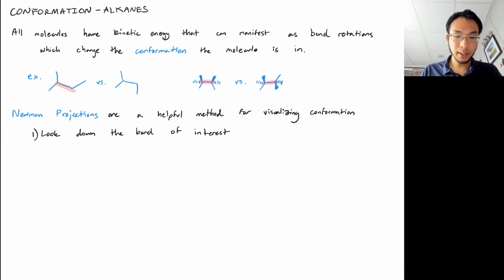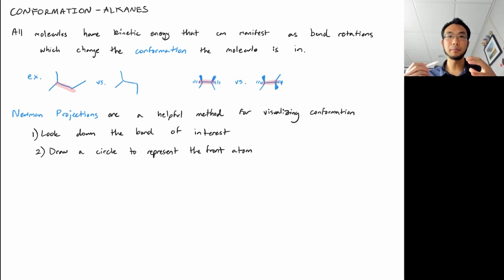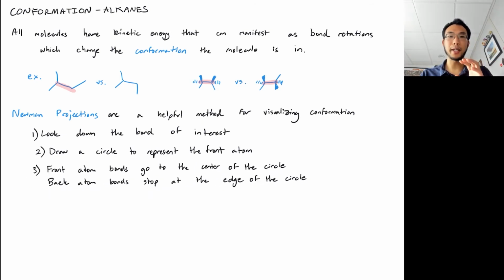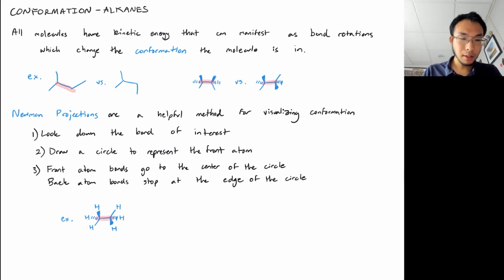And so the idea is to, again, look down your bond of interest. You draw a circle to represent the front atom, and you draw in everything attached to the two atoms of the bond you're interested in. In the front, the bonds will go to the middle of the circle, and in the back, the bonds will go to the edge of the circle because the front atom is the circle, and that's covering up the back atom. To show you what this looks like, I will take this molecule right here, ethane, and I'm going to do so from this perspective.